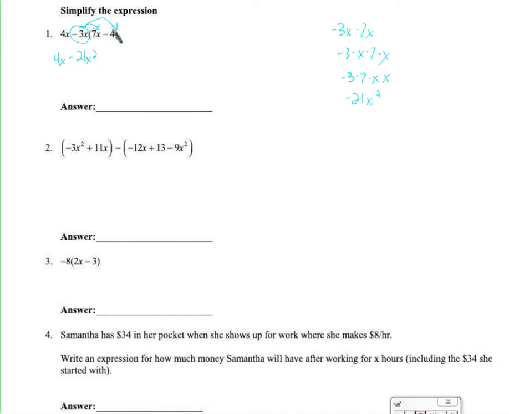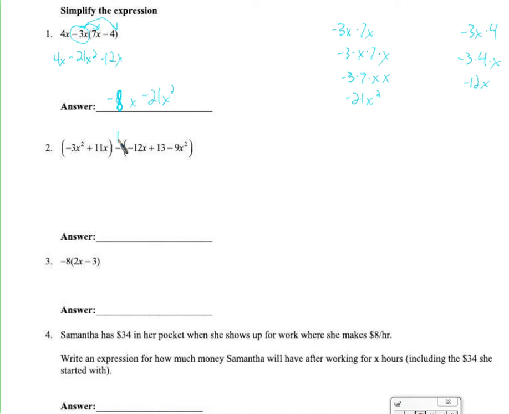What do we get when we distribute negative 3x to negative 4? Remember that we are distributing negative 3 to negative 4. So negative 3x times 4, that's negative 3 times x times 4. Negative 3 times 4 times x, negative 12x. So 4x minus 12x. Okay, 4x and negative 12x are like terms, and together they make negative 8x. Minus 21x squared, or negative 21x squared minus 8x. It doesn't really matter. There we go. We're done.